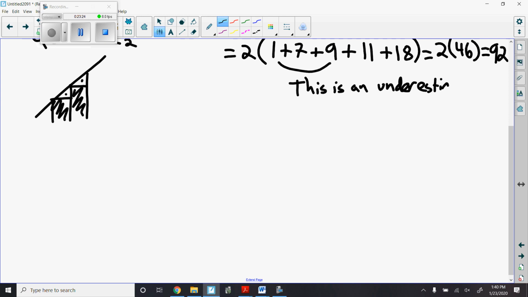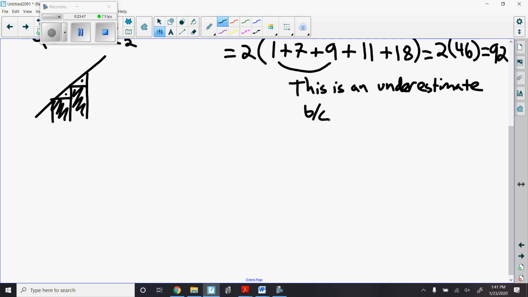To give a good justification here, I need to mention 2 things. I can't just say because I did a left Riemann sum, because left Riemann sums aren't always underestimates. I can't say just because the function is increasing, because increasing functions could have over or underestimates. But if I pair them together, it has to be true.